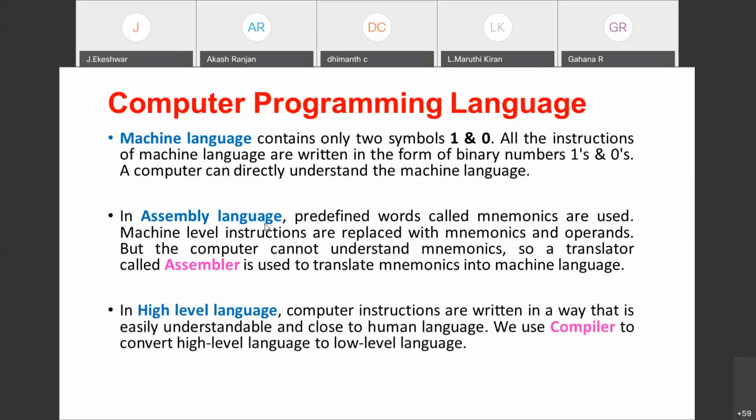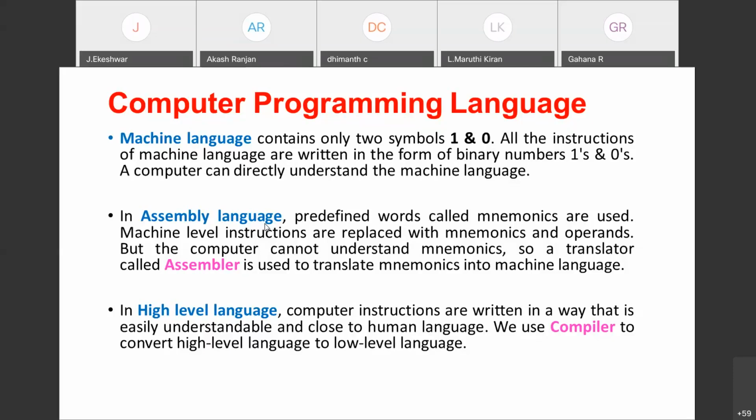So this is the drawback in these two. So next comes the high level language. This high level language is actually a programmer friendly language, we can say. Machine language is a system friendly or machine friendly language, whereas high level language is programmer friendly, where the instructions of the program are written in a form that is easily understandable and close to human language. The drawback here is that the machine cannot directly understand high level language. It requires a language translator, a compiler or interpreter, to convert high level language to machine understandable language.